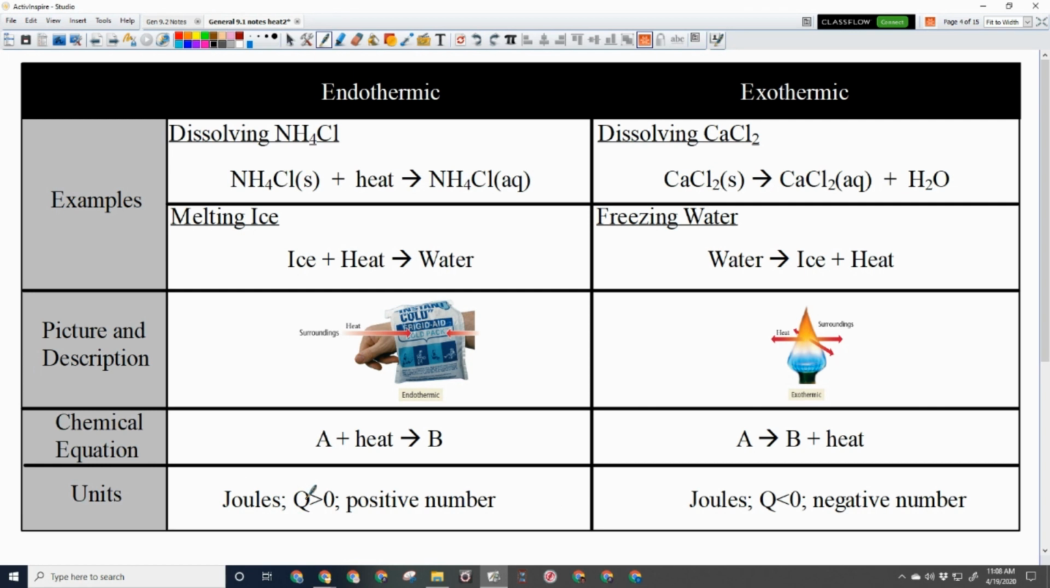This Q, heat quotient, is always, in an endothermic process, going to be larger than 0, which means it's a positive number, because we're adding heat to the system. Opposed to that, for an exothermic process, Q is going to be less than 0, a negative number, because remember, heat is leaving the system. Think about leaving the system as negative. So in an exothermic process, you're going to have a negative Q or negative joules.